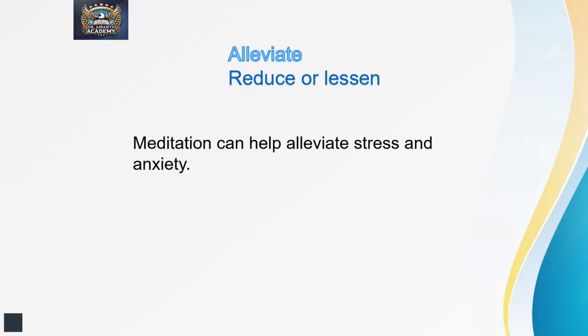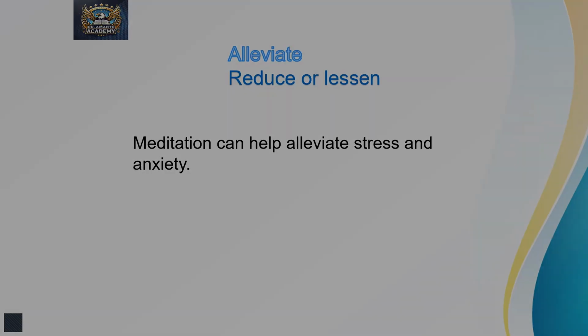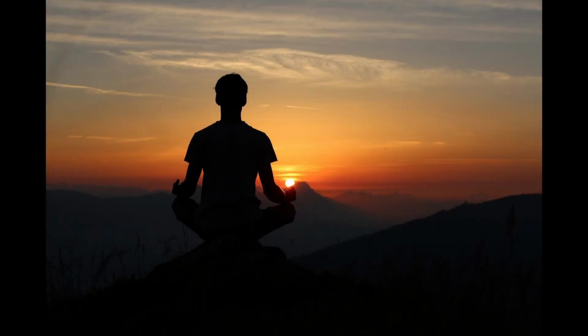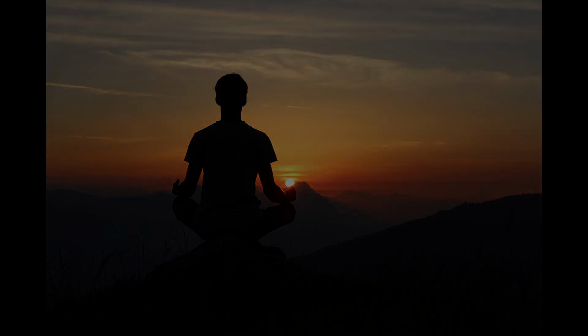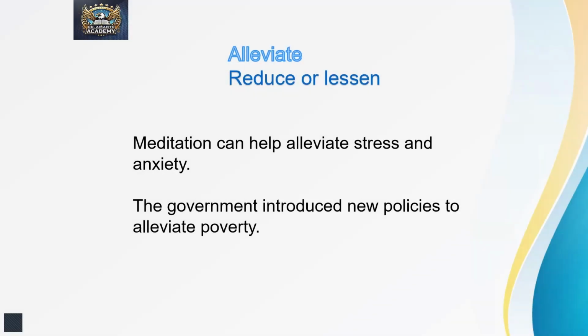The example says, for example, meditation can help alleviate stress and anxiety. So alleviate stress and anxiety means what? Means reduce it. How? Removing it from you as if it takes off from your shoulders, your mind. So make it easier for you to tolerate. The government introduced new policies to alleviate poverty. Alleviation of poverty, alleviate poverty means to reduce poverty in the society.